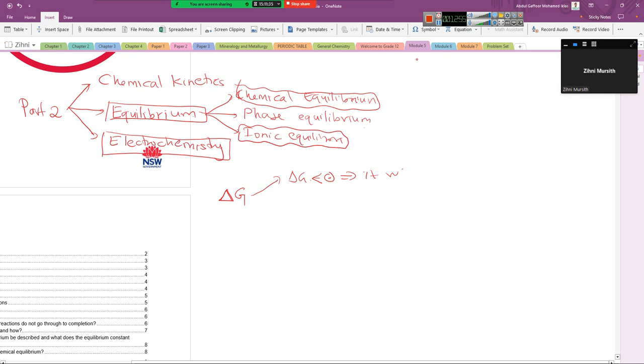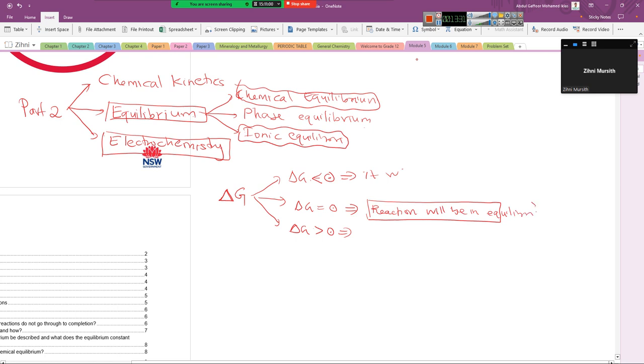But if delta G is greater than 0, what will happen? It is non-spontaneous. It will not happen spontaneously, but when we alter the temperature, we can make it happen spontaneously. But we have another case also. We studied if delta G is equal to 0, then I told you the equation will be in equilibrium, right? Reaction will be in equilibrium, right?